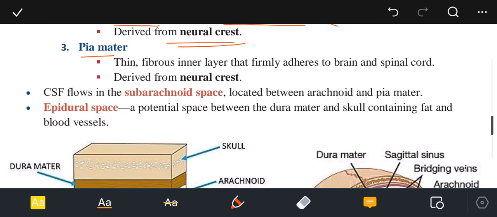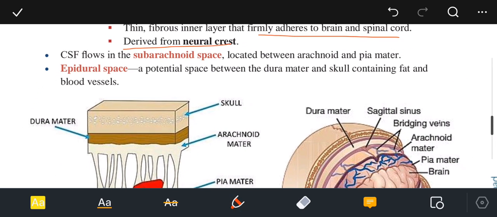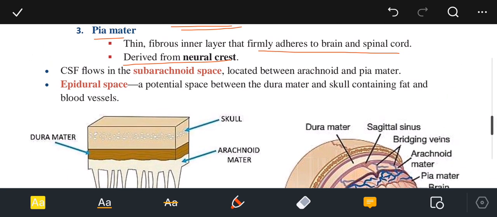Pia mater is a thin, fibrous inner layer that firmly adheres to the brain and spinal cord, and that is derived from the neural crest cells. CSF flows in the subarachnoid space that is located between the arachnoid and the pia mater. The epidural space is a potential space between the dura mater and the skull containing the blood vessels.